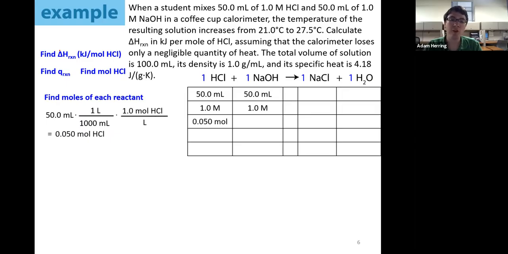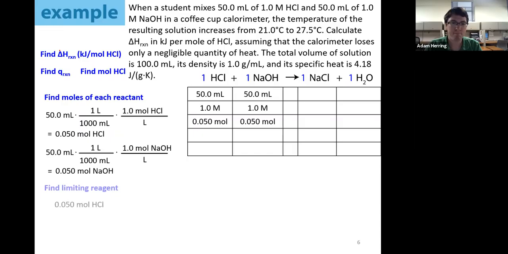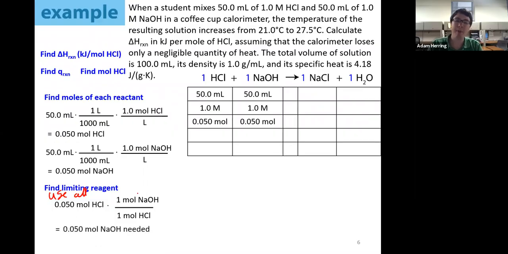So that's 0.05 moles of hydrochloric acid and 0.05 moles of sodium hydroxide. To find the limiting reagent, what we can do is evaluate the ratio: if we were to use all of our hydrochloric acid, how much sodium hydroxide would be needed? And the answer would be 0.05 moles. Since we have 0.05 moles, that means that we have the perfect amount of each reactant, and therefore they're both the limiting reactant. So we know that we have 0.05 moles of hydrochloric acid to use.